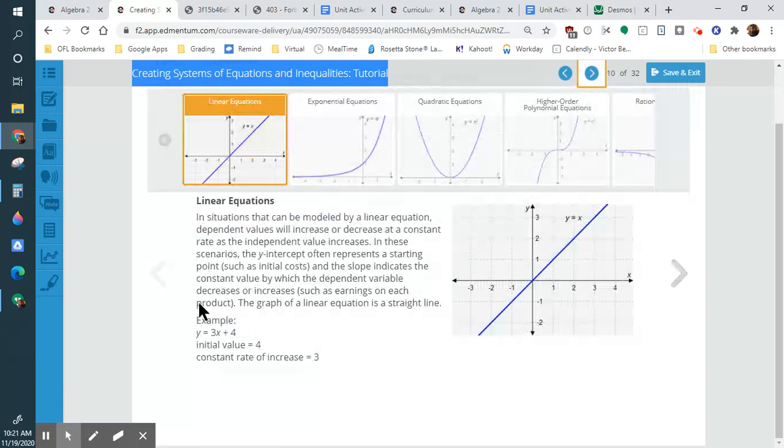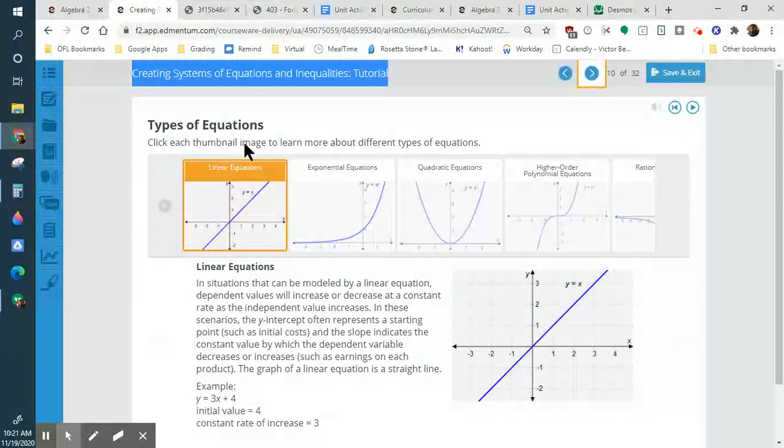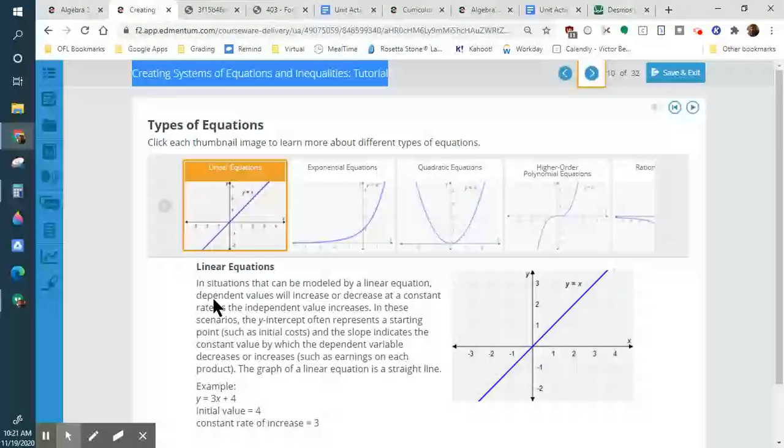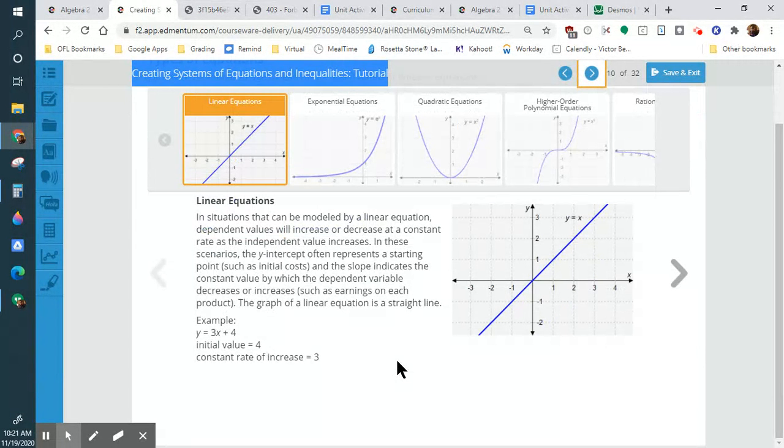So linear equations. This is a review of the types of equations. I think this is really useful for you guys to know. That way you know when you're like, oh, if it's a constant rate, it's a line. So if you're paying like 5 cents a minute on your phone plan, it's going to be a line because it's a constant rate.